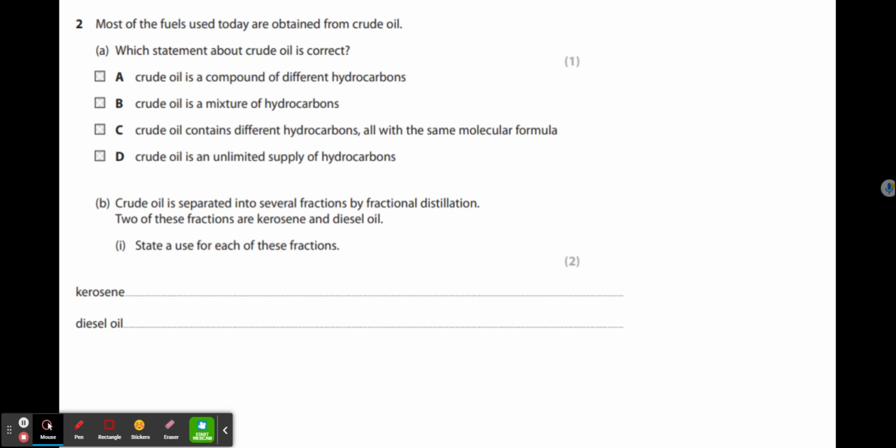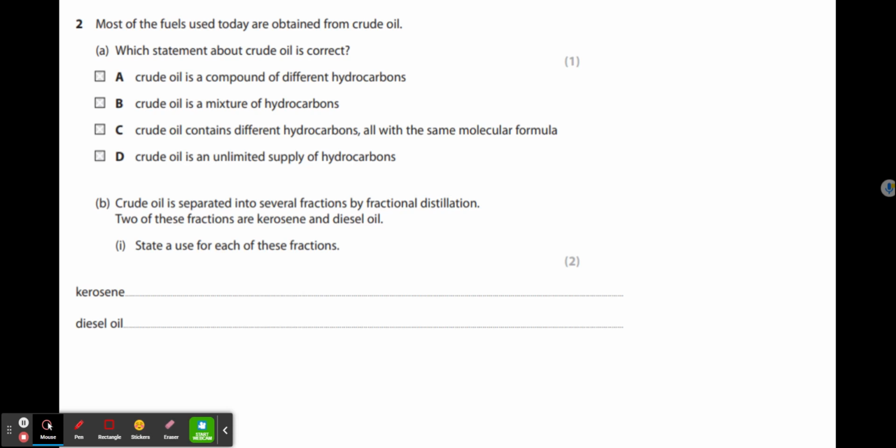Okay, multiple choice question. Which statement about crude oil is correct? Well, if we look at each one, A, crude oil is a compound of different hydrocarbons, is incorrect. It's a mixture. For B, crude oil is a mixture of hydrocarbons. That's correct. For C, crude oil contains different hydrocarbons, all with the same molecular formula. That's incorrect. They don't all have the same molecular formula. And for D, crude oil is an unlimited supply of hydrocarbons. We know that that's incorrect because actually it is a finite resource. That means it will eventually run out.